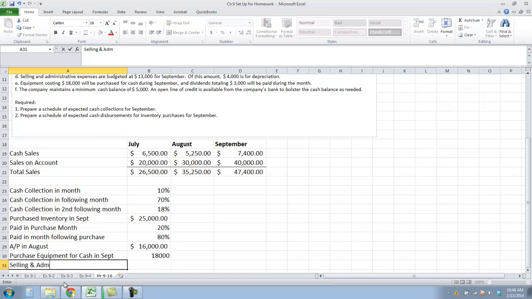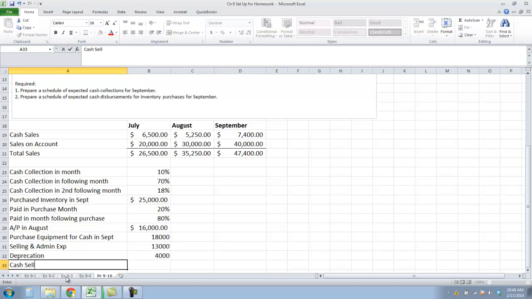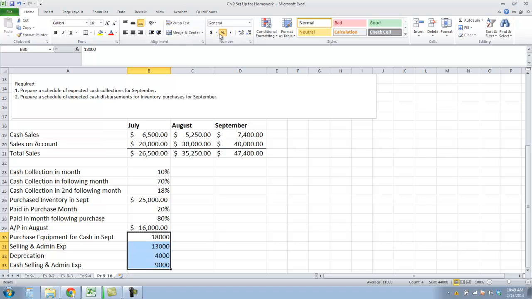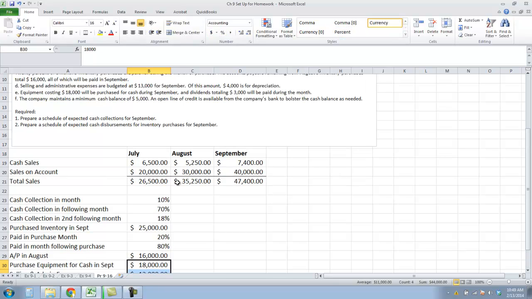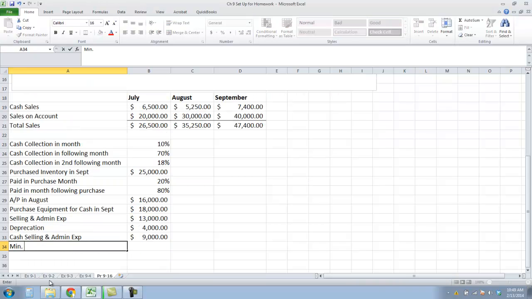Selling and admin expense is 13,000. Depreciation was 4,000. So the cash selling and admin expense is actually the difference of these. And then the company has a minimum cash balance of 5,000.